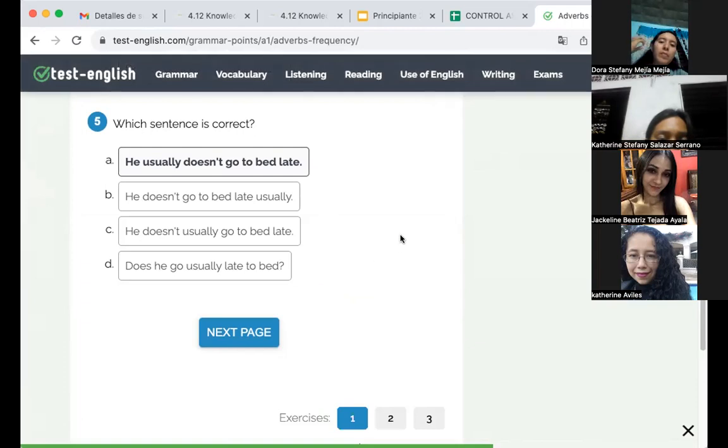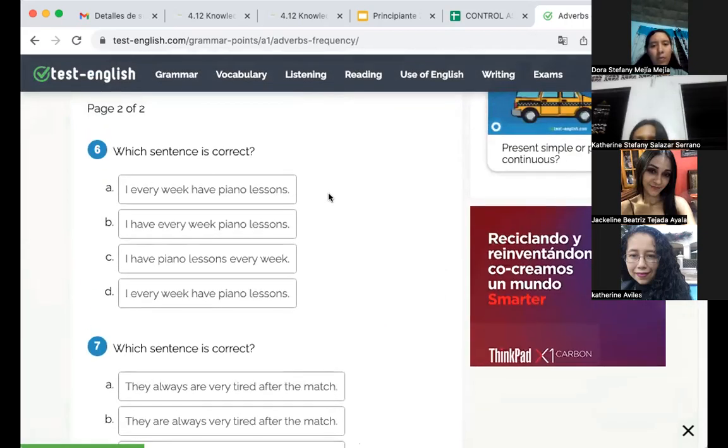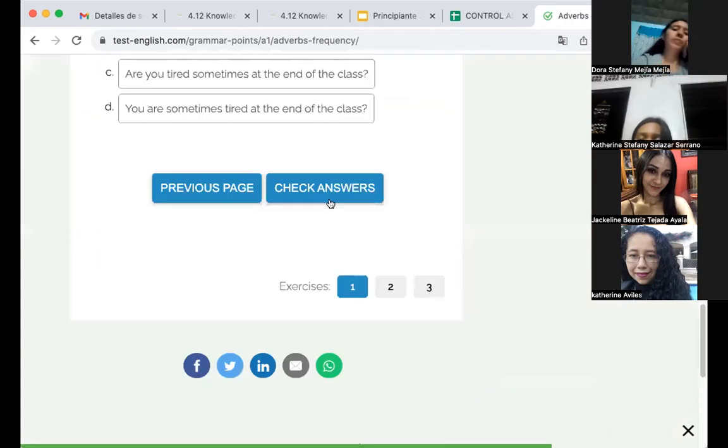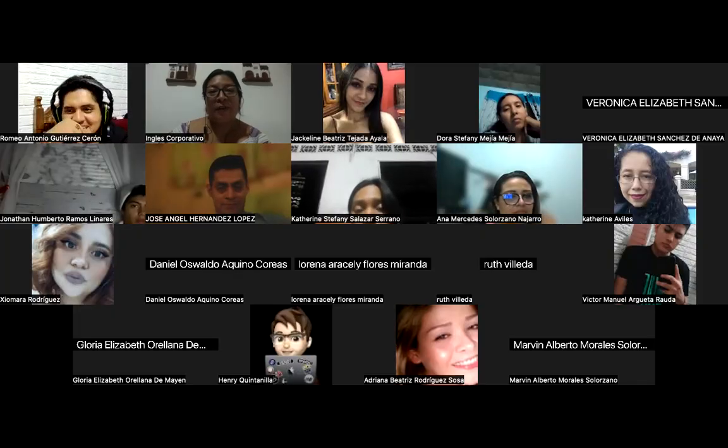En esta check answers. Vaya, solo vamos a hacer el primero y luego los demás lo hacen ustedes. The next pages. ¿Cómo vas a ver si están correctas? Al final dice check answers. Ahí ve. Pero ahorita no se las pongo porque si no me van a regañar que estoy compartiendo las respuestas.